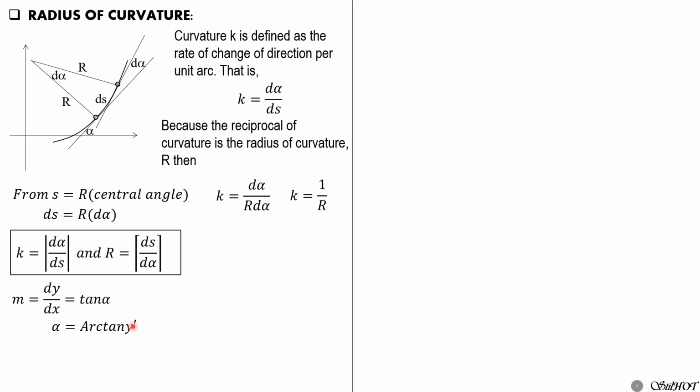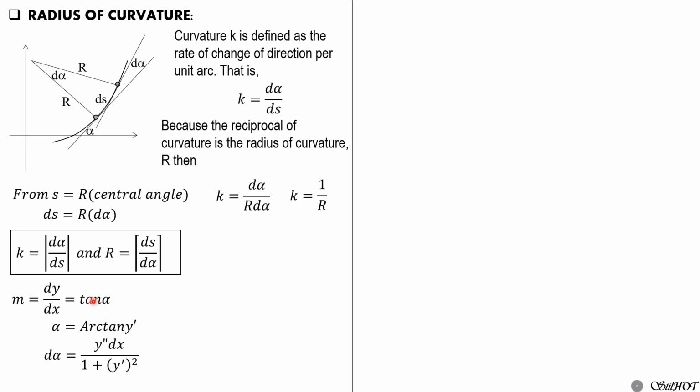It's like arctan of u, and the differential of alpha is the differential of u, or differential of y prime, times differential of x divided by 1 plus u square. So differential alpha therefore is y double prime times differential of x all over 1 plus y prime square.